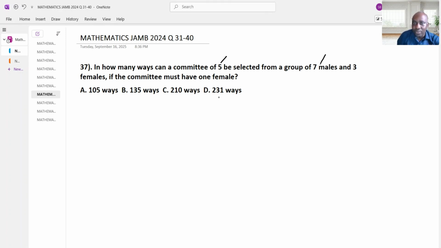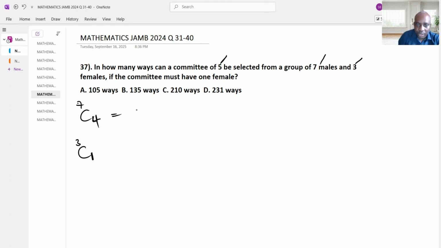Which means we want to select 5 out of these, so the remaining 1 will come from the female, while the 4 males will come from these 7. So we are going to use combination, which is 7C4. And for the females, we have 3 in total, therefore we are going to select 1. By the time you add this 4 plus 1, we get the total 5. The question said that we should select 5 committee members.